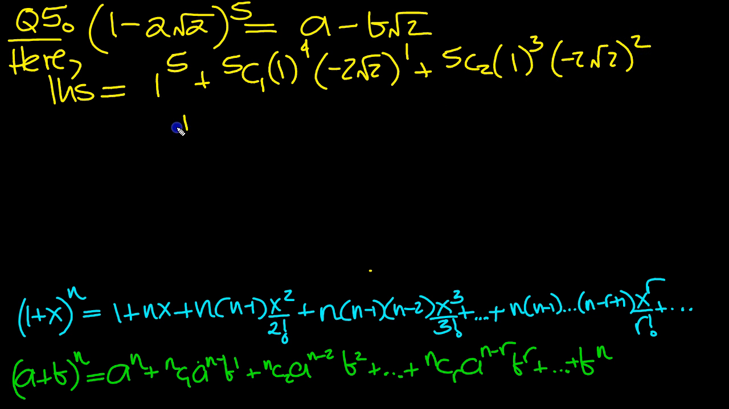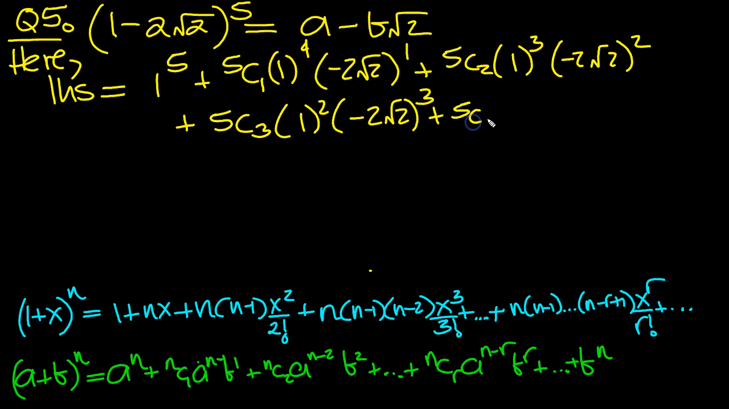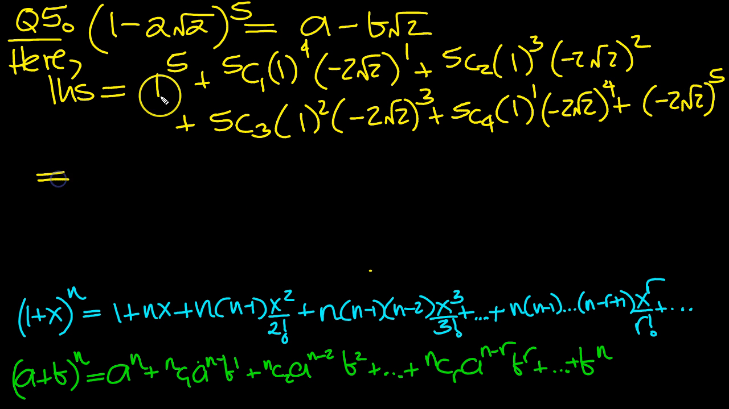Then we've got plus 5C3, 1 squared, (-2√2) cubed, 5C4, 1 to the power 1, (-2√2) to the power 4, and then the last term is b, which is -2√2, to the power n, which is 5. So what have we got here then? We've got a 1.